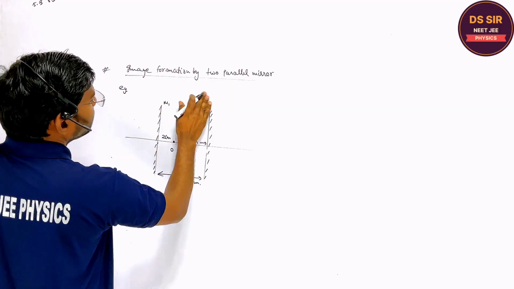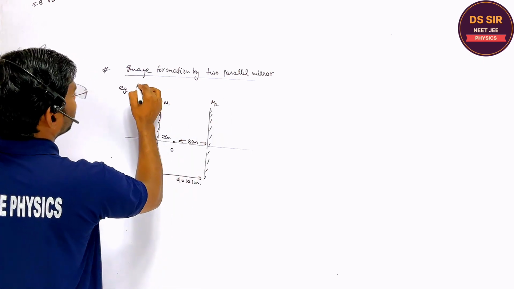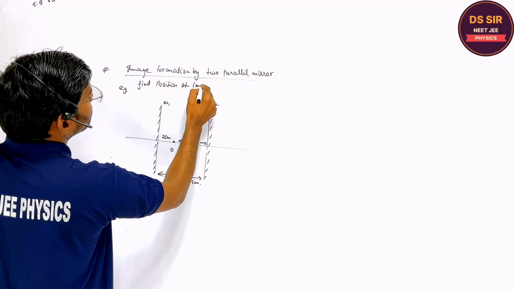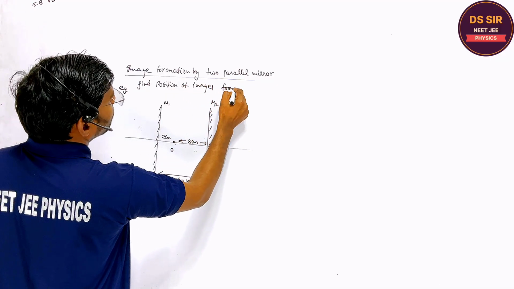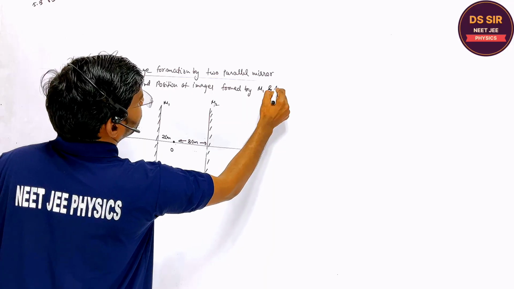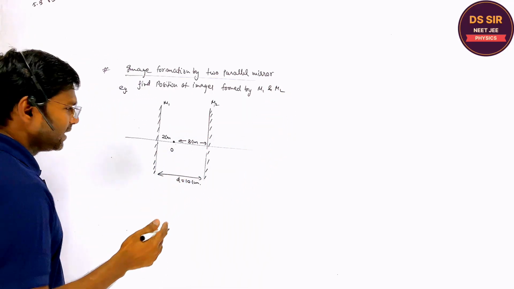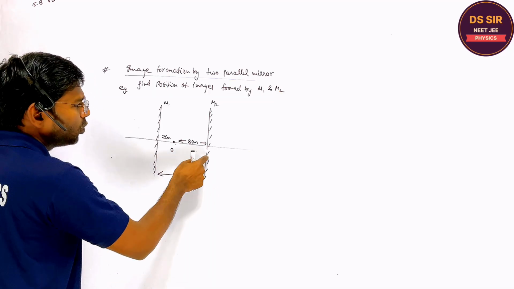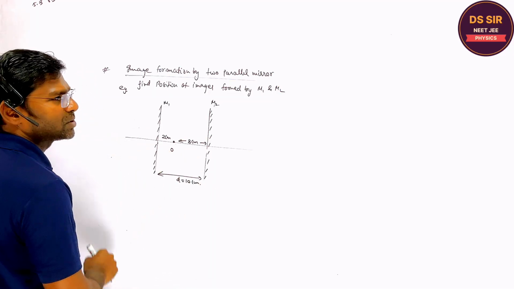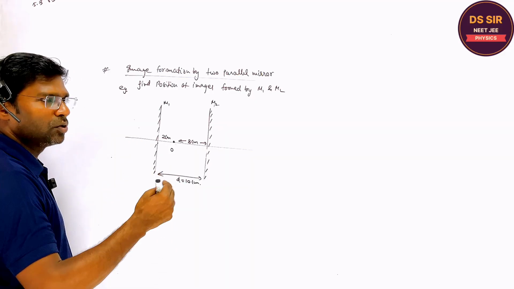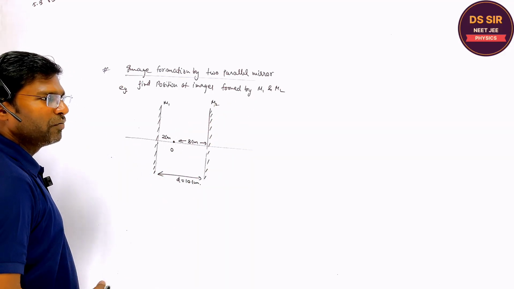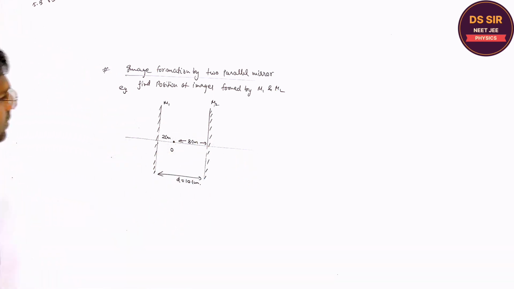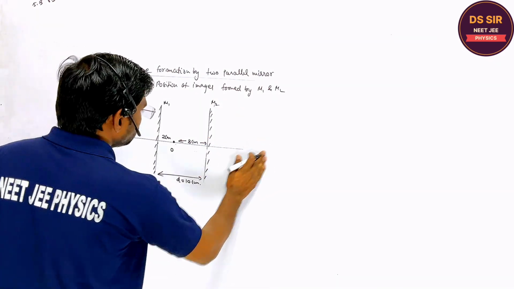Find the positions of images formed by mirror M1 and M2. You must know that an infinite number of images are formed if the two mirrors are parallel to each other and the object is placed in between them. Infinite number. You have observed that in the saloon. How they form, I will explain. First, copy this. Let's see how to solve this question.